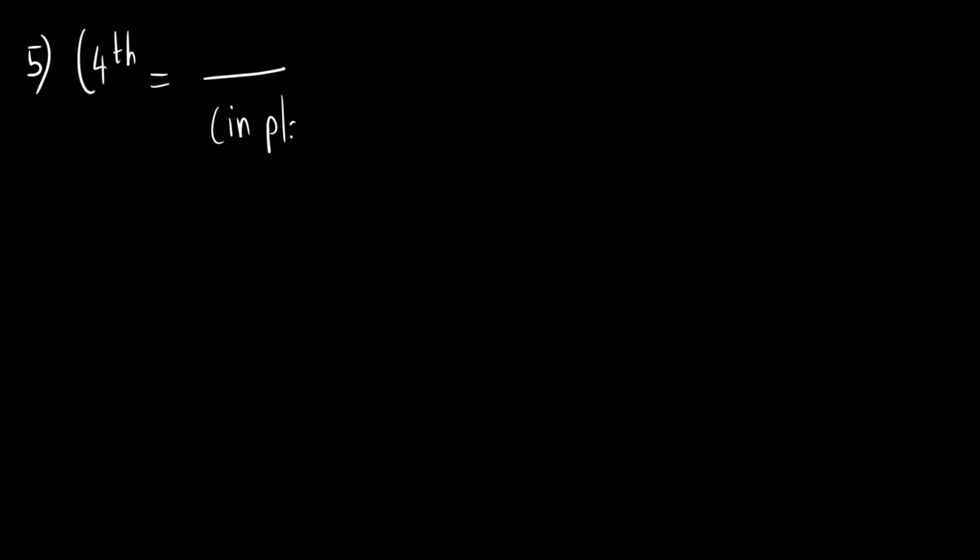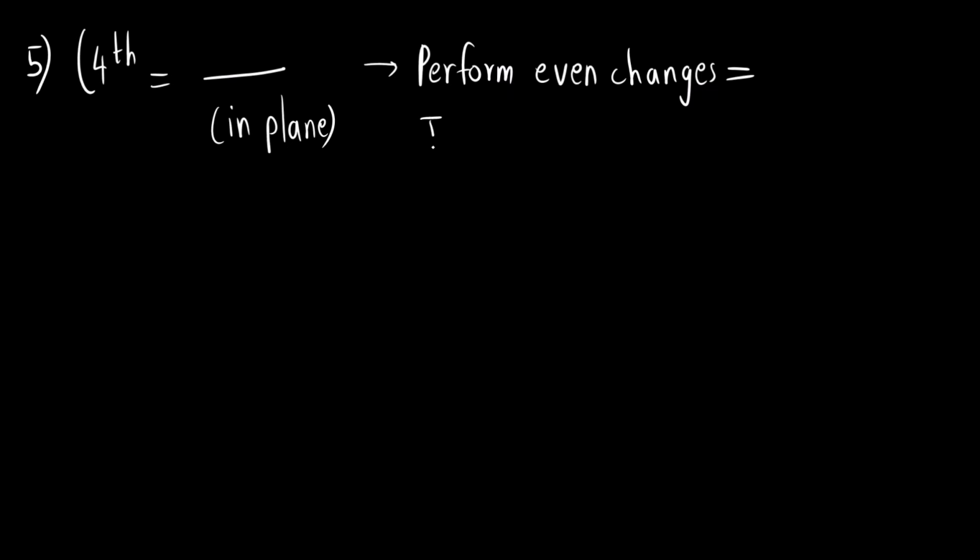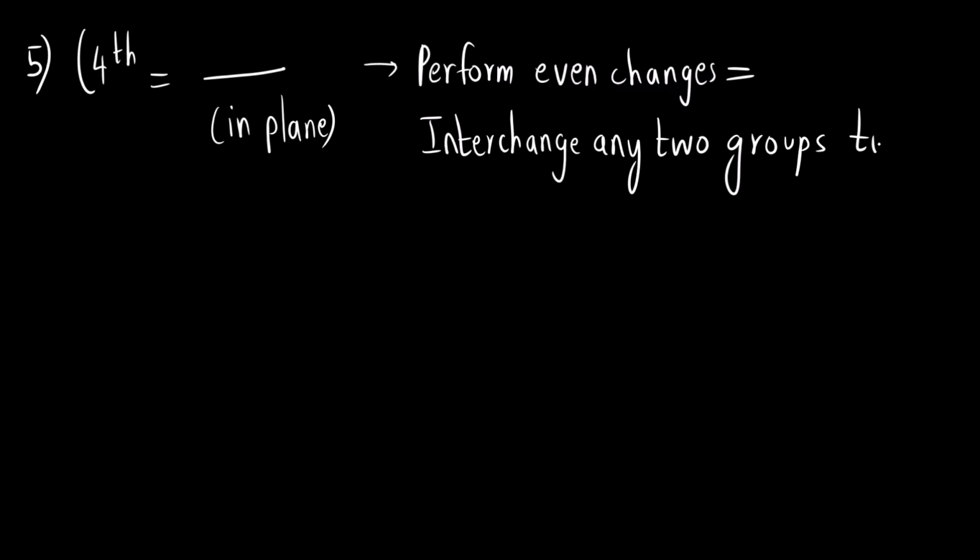So these were the 4 rules, and now coming to the last rule, rule number 5. There is only one more possibility: the fourth priority group is in the plane of the paper. Then you have to perform even changes. What is the meaning of this? Performing even changes means you have to interchange any two groups twice. Twice means two times. 2 is an even number.